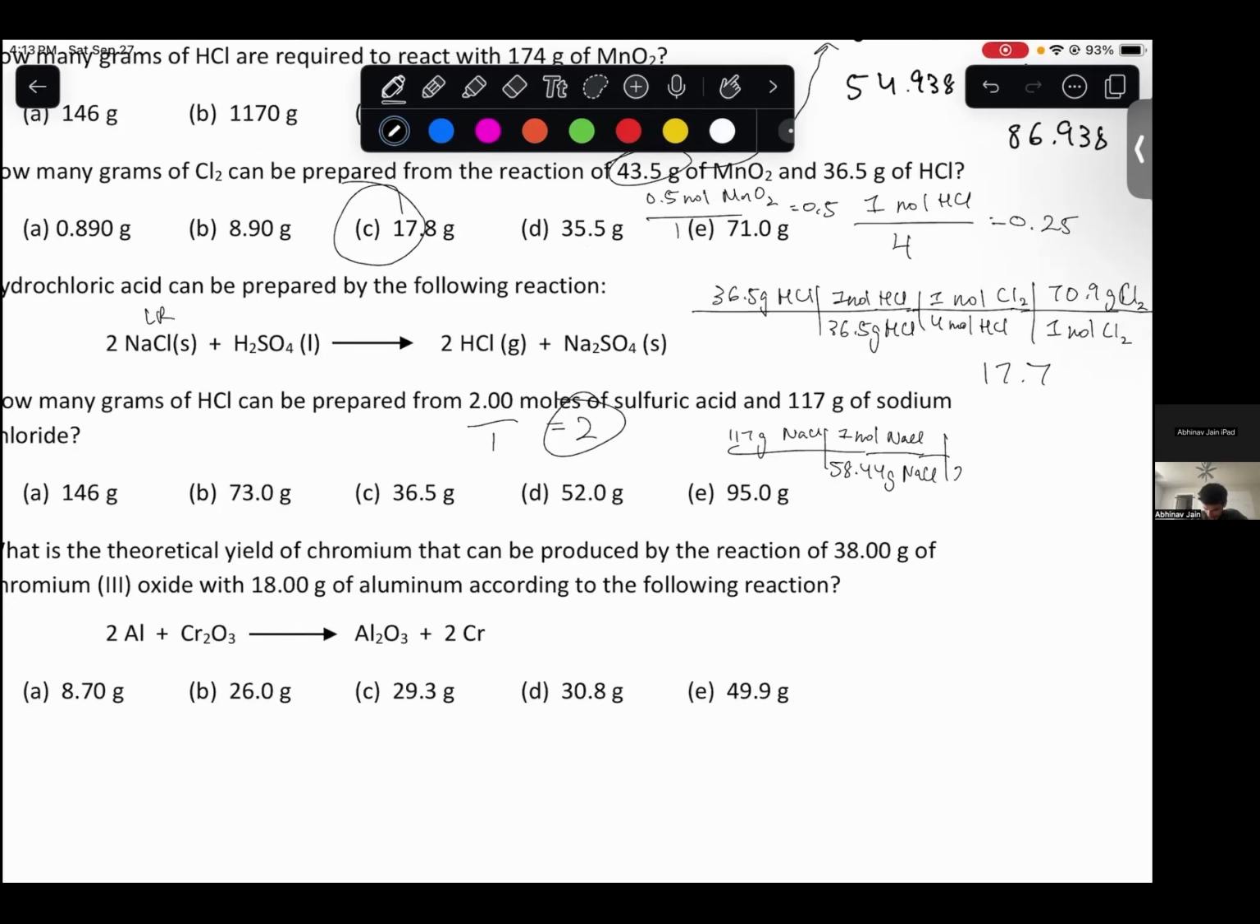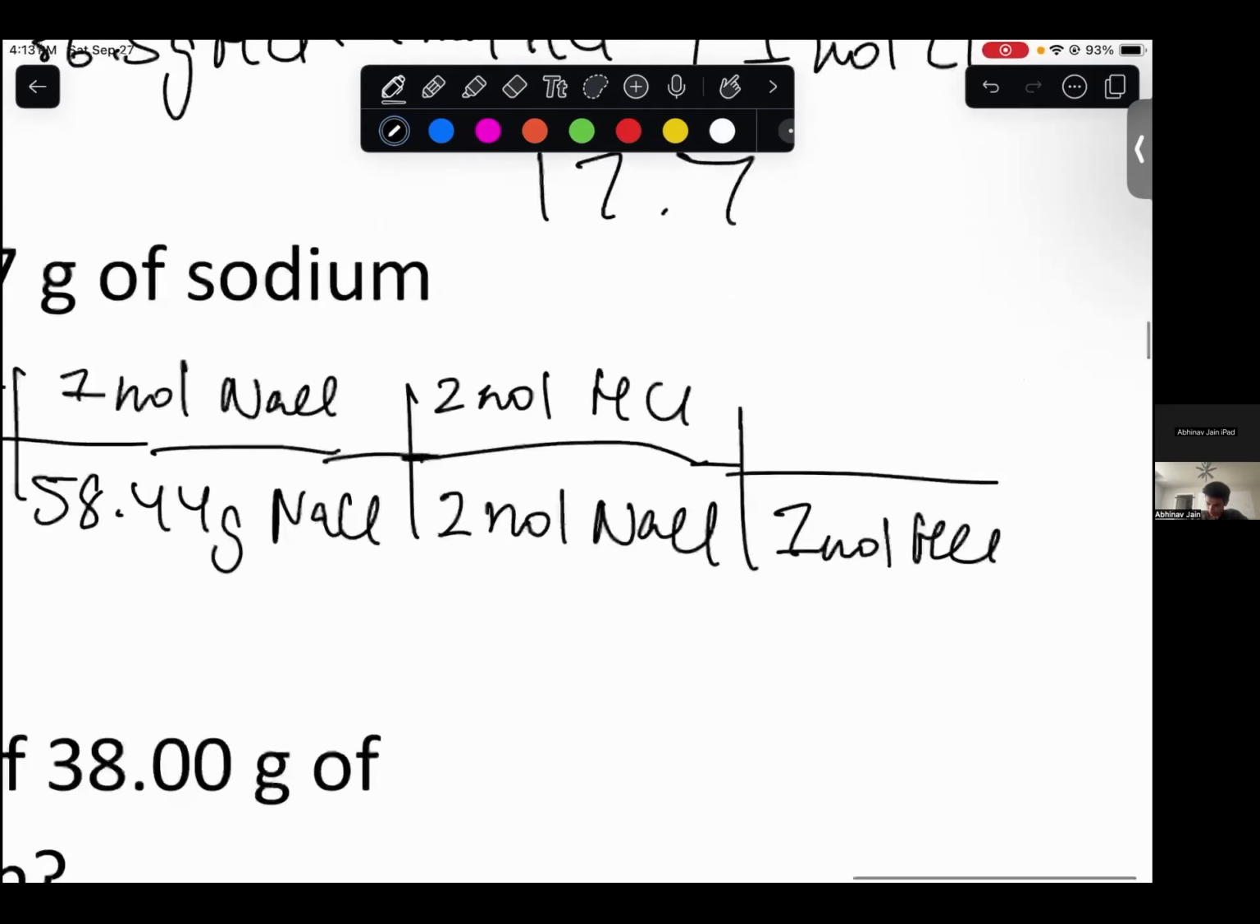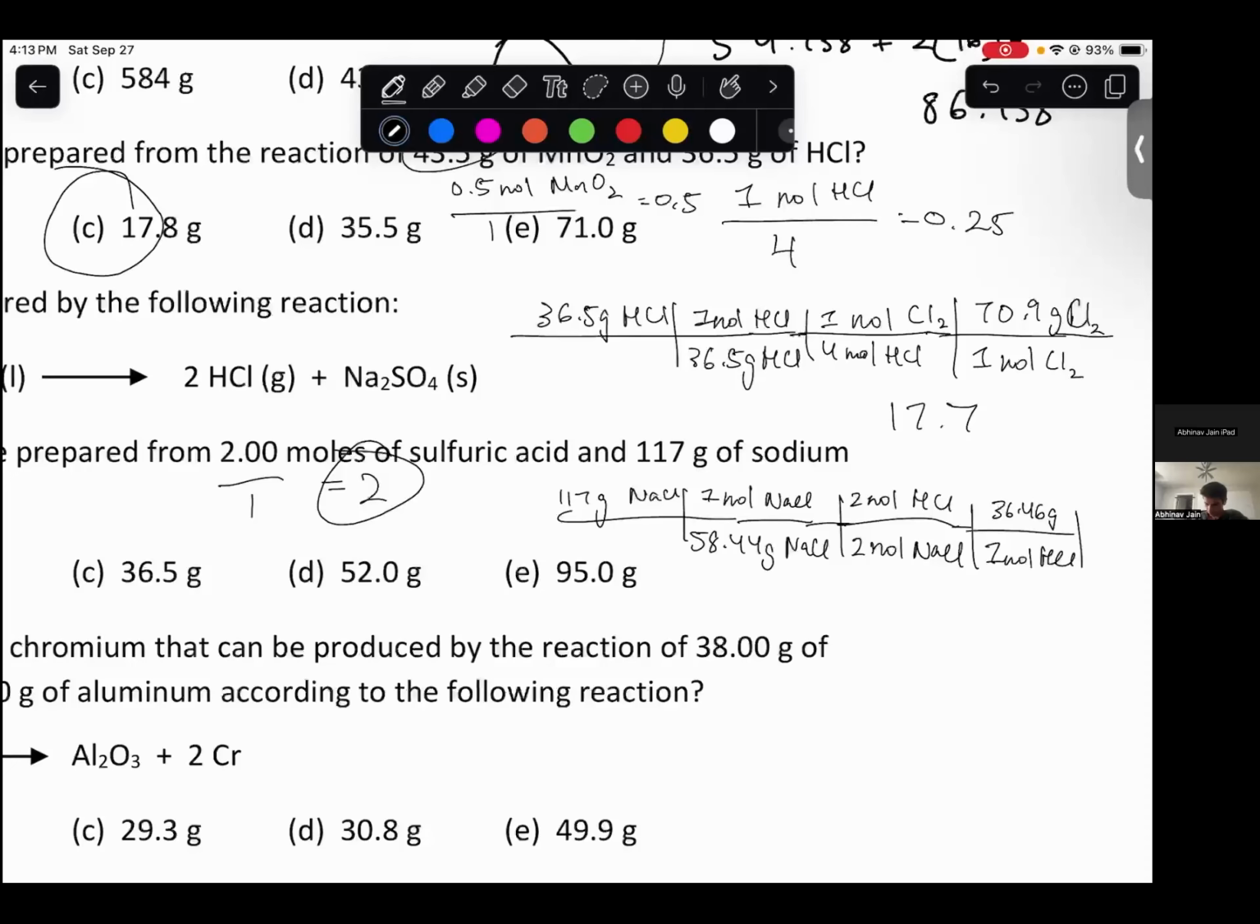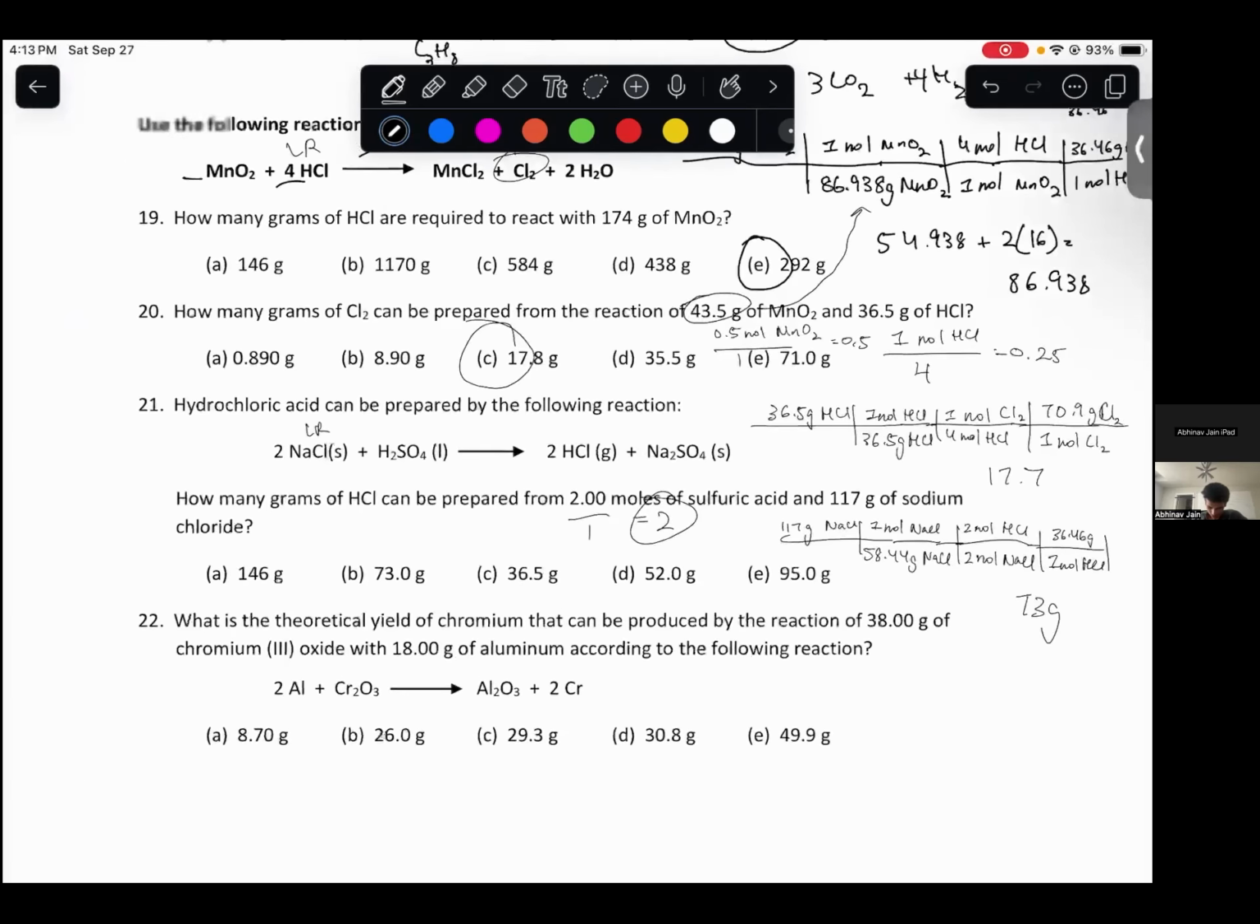And we know that for every 2 moles NaCl, we'll have 2 moles of HCl. And for every 1 mole HCl, how many grams of HCl do we have? It's going to be the molar mass for HCl, which is 36.46 grams. Now let's multiply out our stoichiometry: 117 times 2 times 36.46, then divide that by 2, divide that by 58.44. So we're going to get approximately 73 grams. So the answer is going to be B.